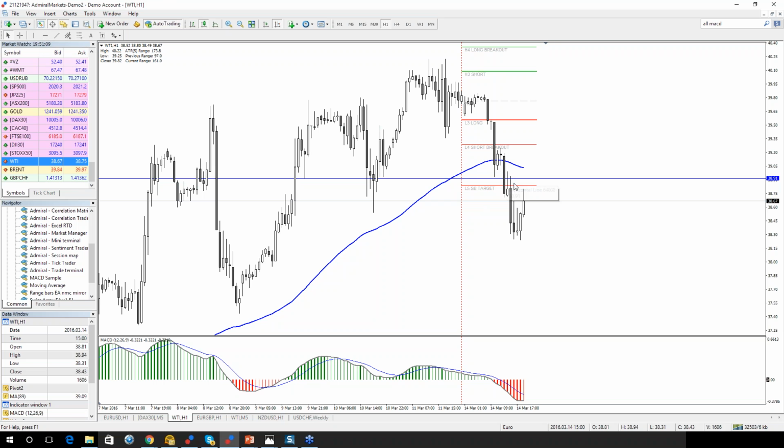Here, this is your possible entry. You will have a confluence of L5 retest, EMA 89, and previous sell, breakout sell. So it looks bearish at this point.